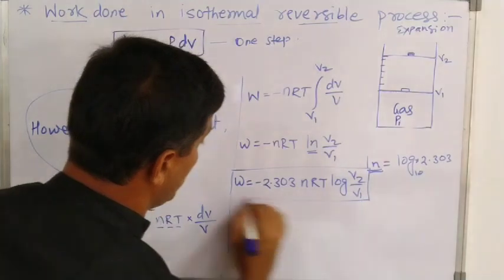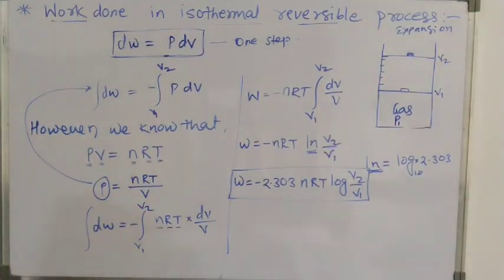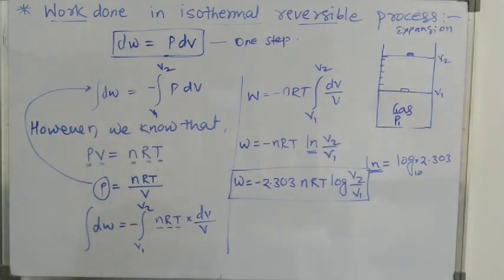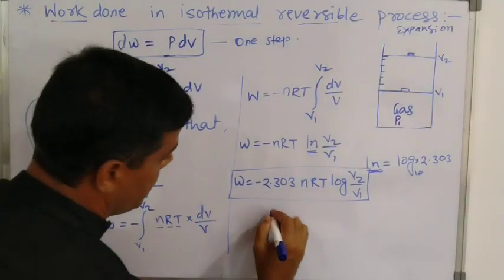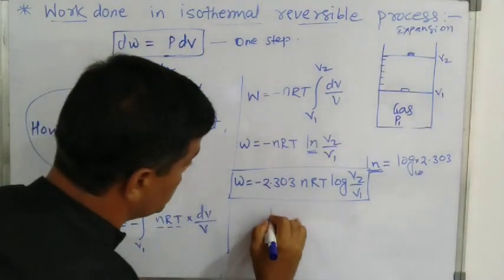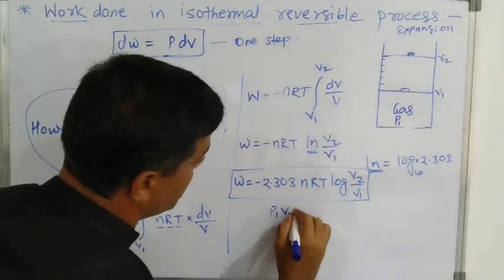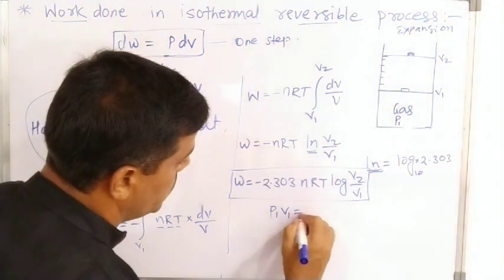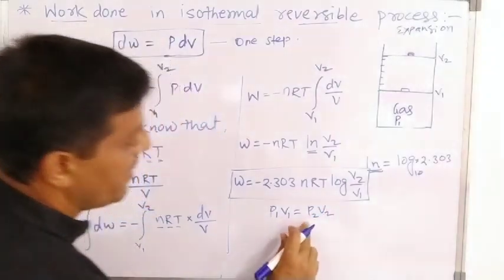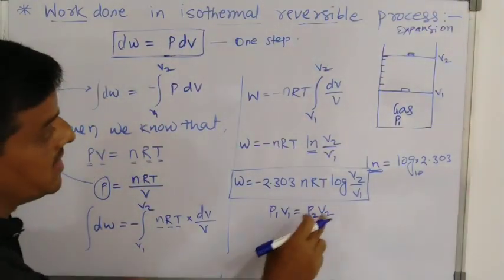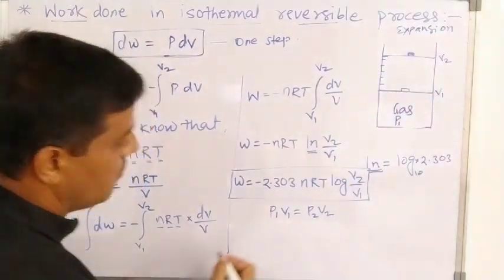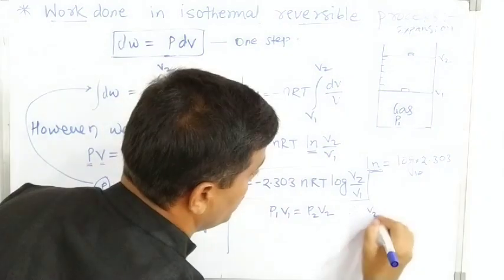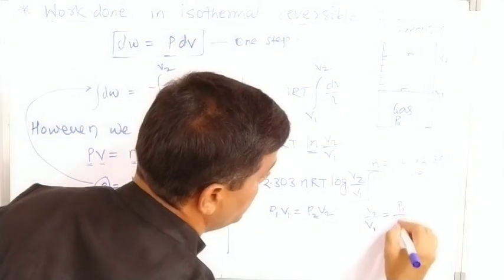This is the work done in isothermal reversible expansion. As we know by applying the gaseous laws, the multiplication of pressure and volume of a particular gas, P1 V1, is equal to P2 V2, the multiplication of pressure and volume of the gas in the final state. Therefore, this equation can also be written as V2 upon V1 is equal to P1 upon P2.